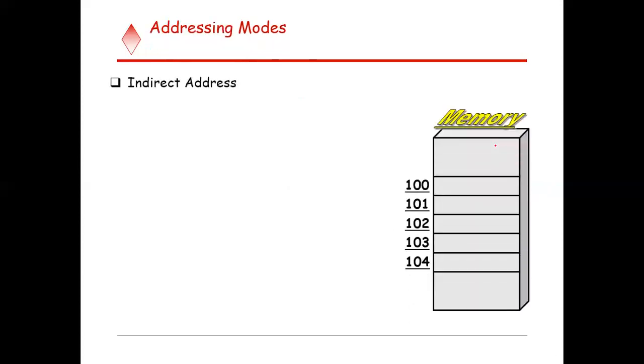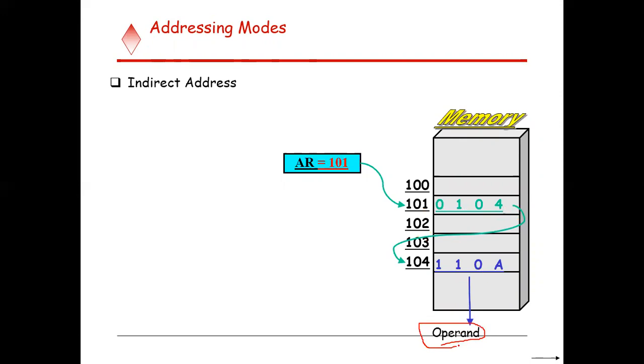Similarly, this is an example for memory. You have a memory location AR that is holding an address, 101. Go to 101, and again you find an address, 104. Go to 104, and there you find the operand that is required. This is the example for indirect addressing mode.